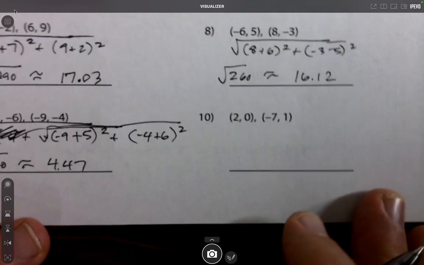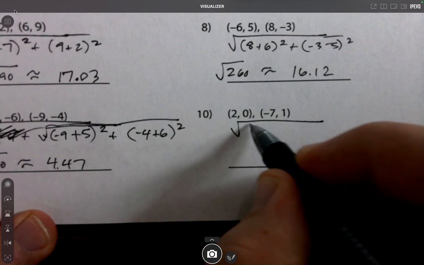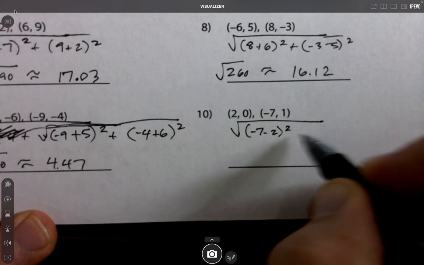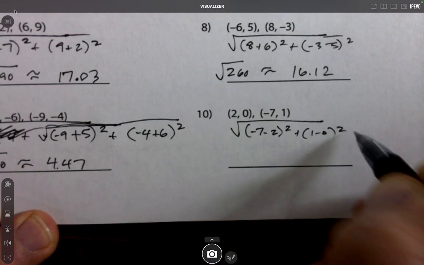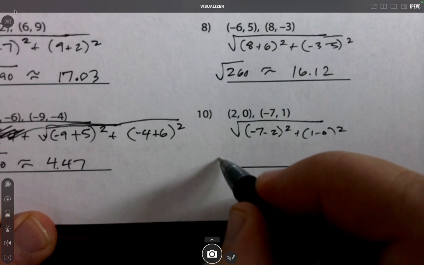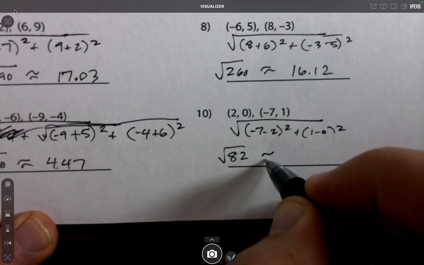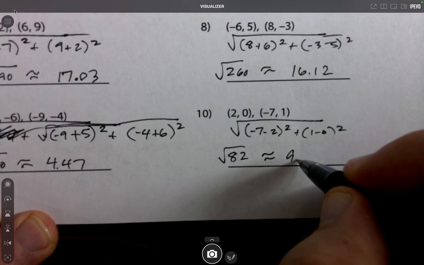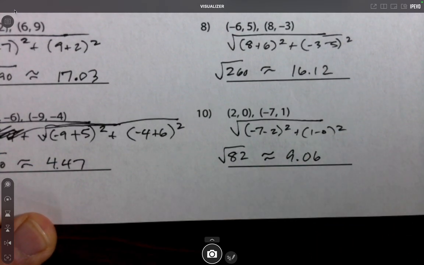Okay, last one on this side of the page, we get the square root of negative 7 minus 2 squared plus 1 minus 0 squared, and that is the square root of 82, which is approximately 9.06.